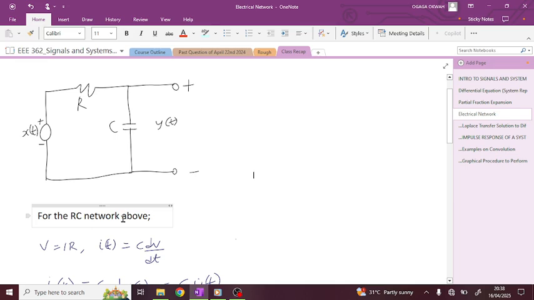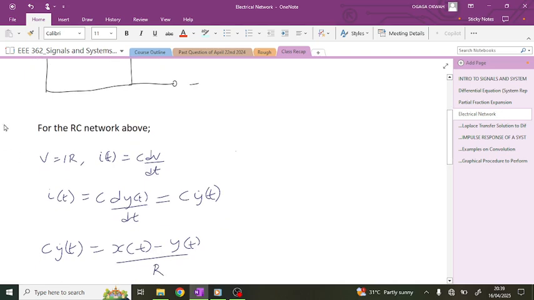For the RLC network above, V equals IR. This is obvious from Ohm's law. I of t equals what? The current through the capacitor, we can represent as I of t, as a function of time. You can say it is the capacitance C multiplied by the change in voltage over the change in time.